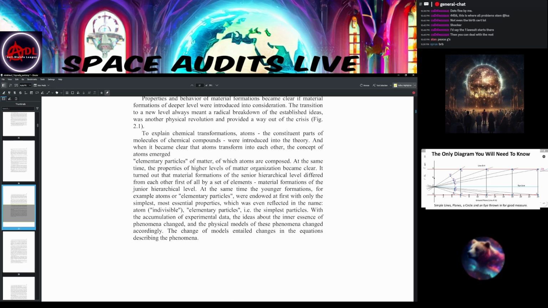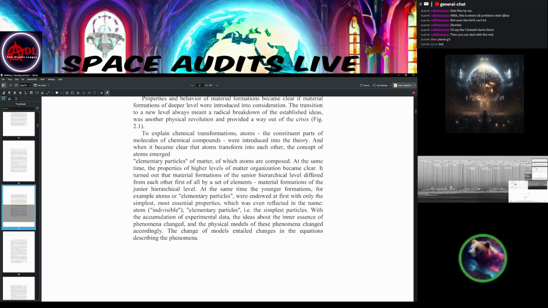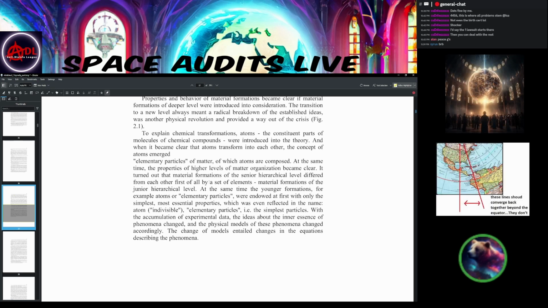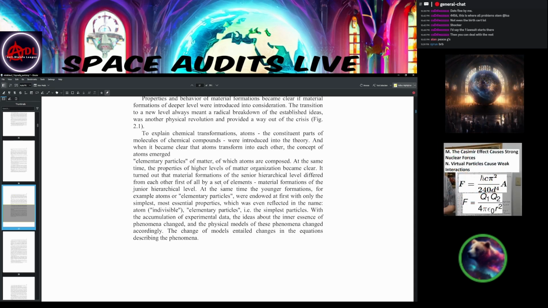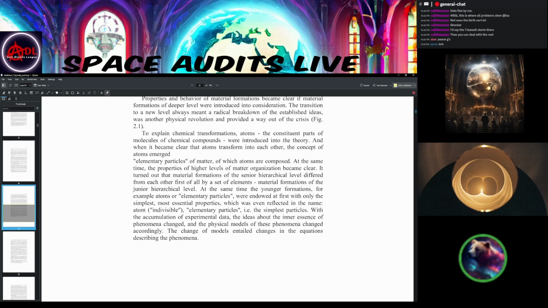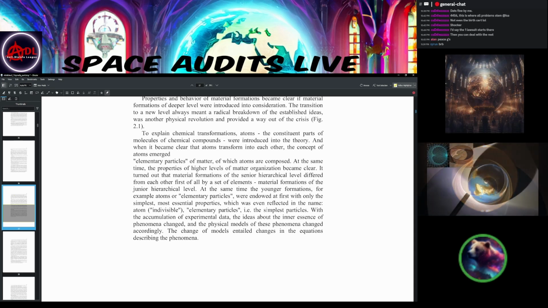At the same time, the properties of higher level matters of organization became clear. It turned out that material formations of senior hierarchical levels differ from each other first by a set of elements, material formations of the junior hierarchical level. At the same time, the younger formations, for example, atoms or elementary particles, were endowed at first with only the simplest and most essential properties, which even the names reflected: atom, meaning indivisible, and elementary particle, meaning the simplest, like the most basic foundation building block. You can't get any smaller.